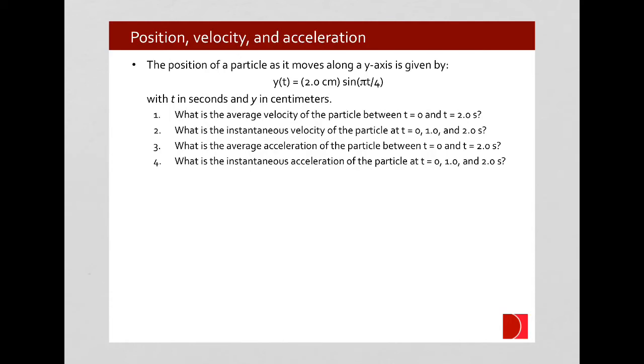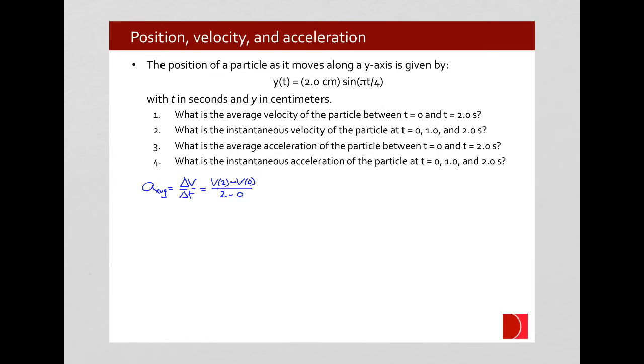We can also find the average acceleration of the particle. The average acceleration is the change in velocity over the change in time. So in this case, we need to know what the velocity is at 2 seconds and what the velocity is at 0 seconds, divided by the time.